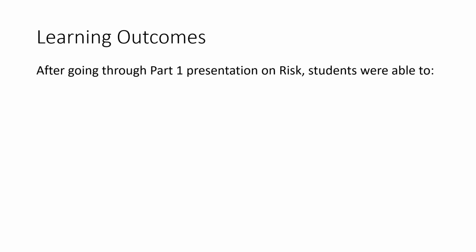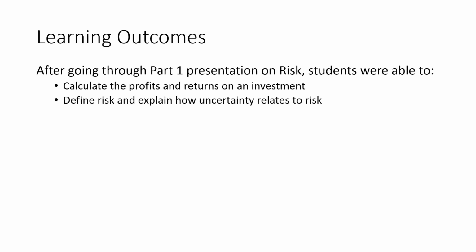Risk and return, part 2. After going through part 1, we were able to connect the relationship between profits and returns on an investment. We were able to define what is risk and how uncertainty relates to risk.